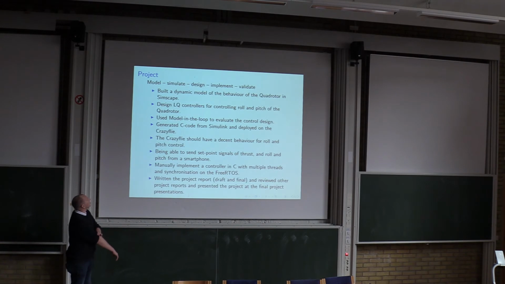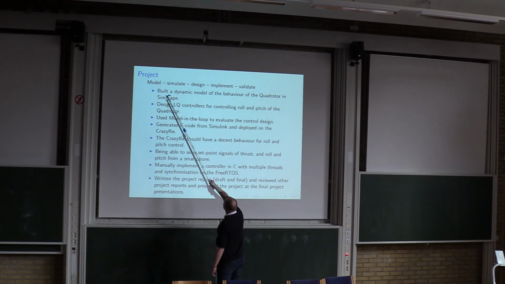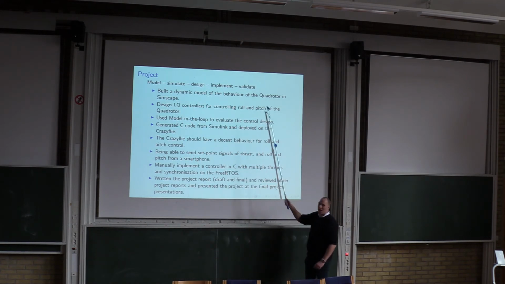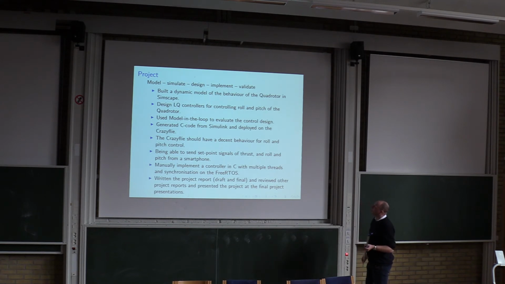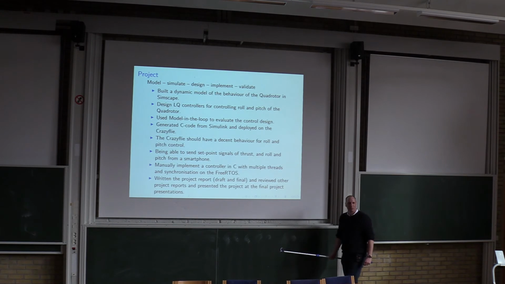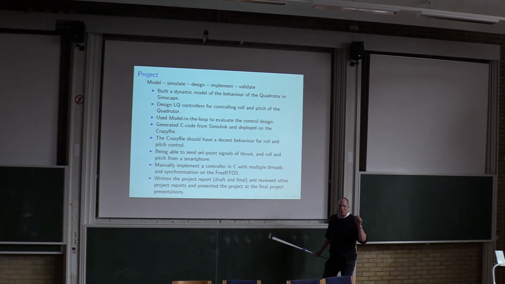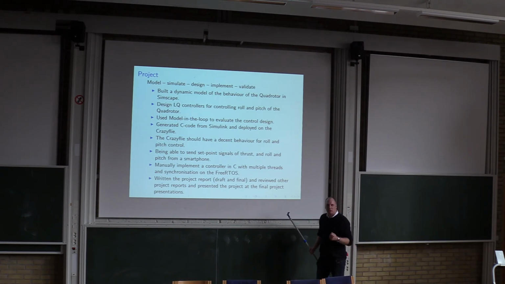I already started to talk about the project. The whole idea behind this project is to do the modeling, simulation, control design, implementation, and validation. Go through all these different steps. What you will do in the end is build the dynamic model of the quadrotor in Simscape. I think most of you have not worked in Simscape. You have worked in Simulink, and Simulink is a causal modeling language, so you have to know what the inputs are and what the outputs are. But in this course we will do one more thing. We will learn about acausal modeling.